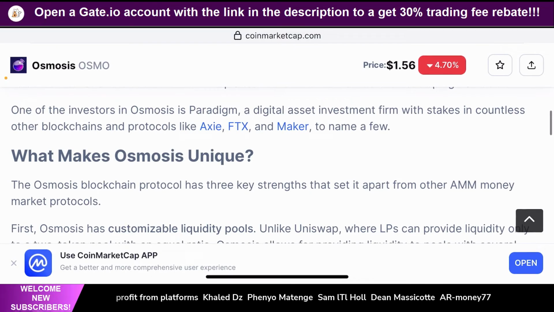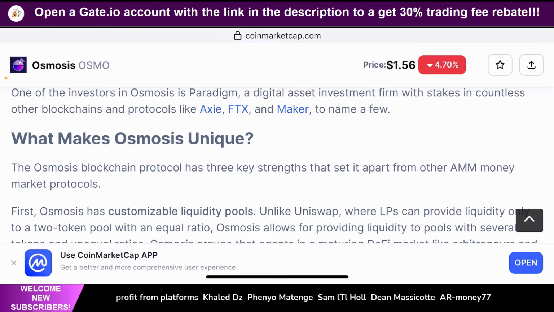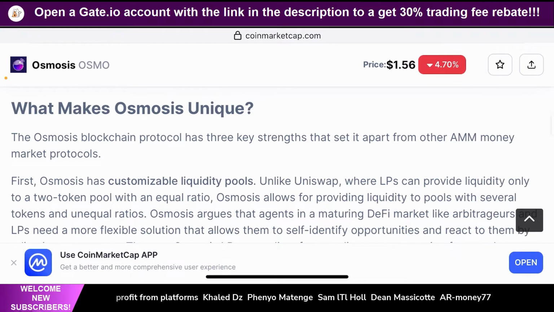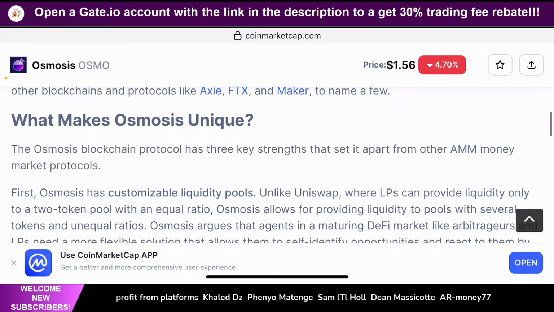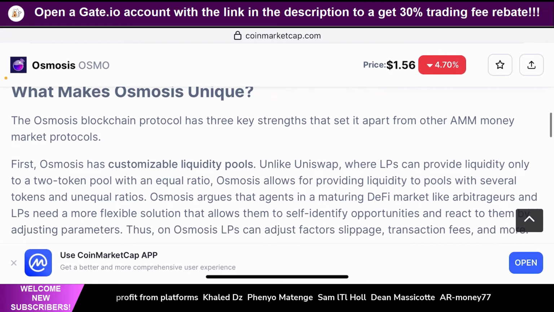So the first one is Osmosis's customizable liquidity pools, unlike Uniswap and other platforms like Balancer. Where LPs can provide liquidity only to two token pools with equal ratio, Osmosis allows for providing liquidity to pools with several tokens and unequal ratios. So these are some of the main benefits of Osmosis that you can't find with Uniswap.